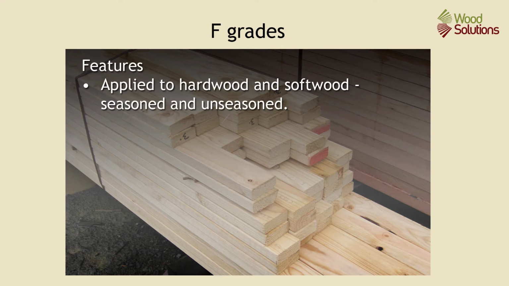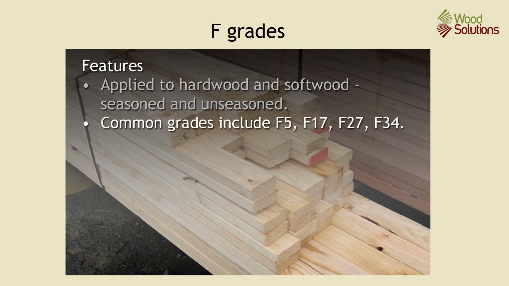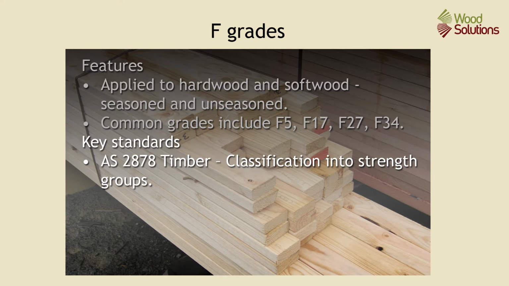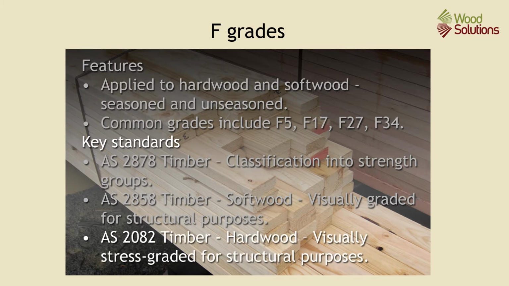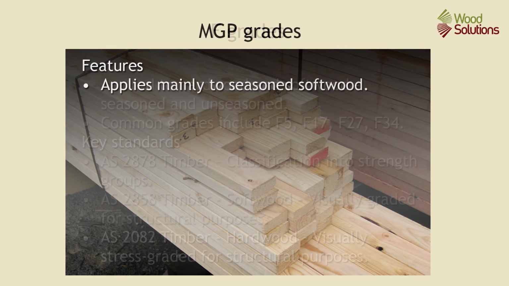F grades apply to both seasoned and unseasoned hardwood and softwood. The material is generally visually graded. Common stress grade terms include F5, F17, F27 and F34. The key standards covering F-graded material are AS 2878, Timber Classification into Strength Groups, AS 2858, Timber Softwood Visually Graded for Structural Purposes, and AS 2082, Hardwood Visually Stress Graded for Structural Purposes.